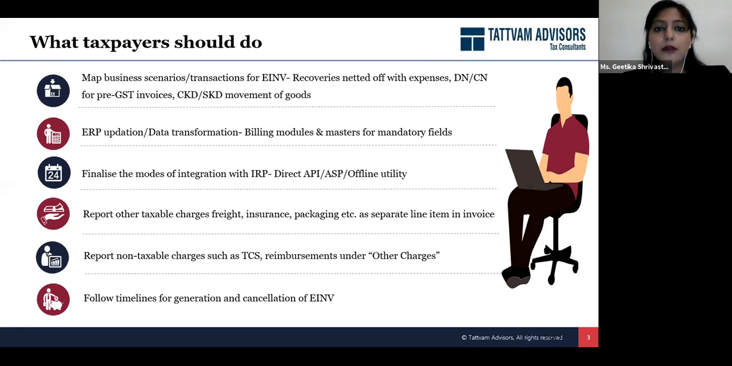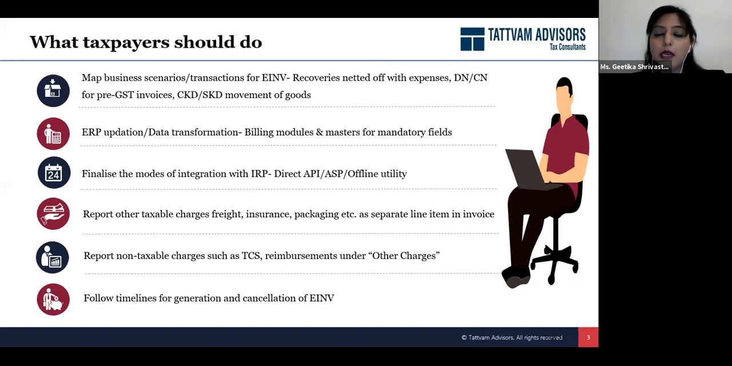There are various models available. I'll not touch upon the technical part or technology part of it, but just to give you a sense of it, you can directly integrate with the IRP portal through their APIs. They have already given their APIs on the sandbox, and you can integrate directly with the portal without having any service provider in between. If you feel that you don't have an in-house capacity to do a direct integration, you can take the help of any ASP or GSP who are serving in the market.